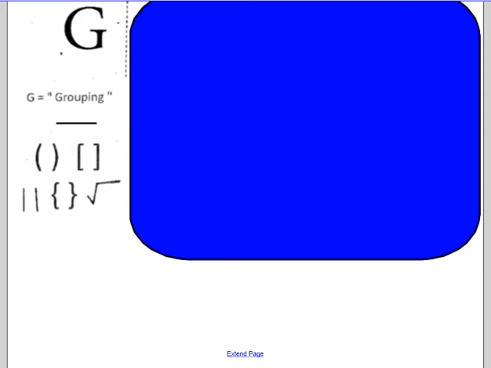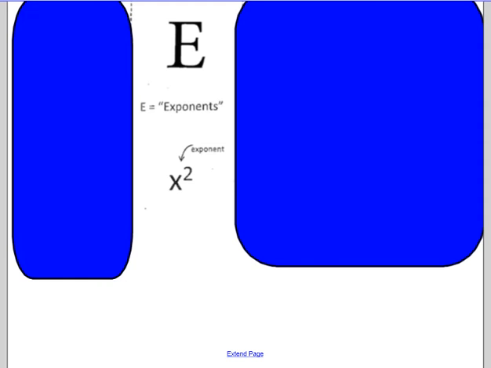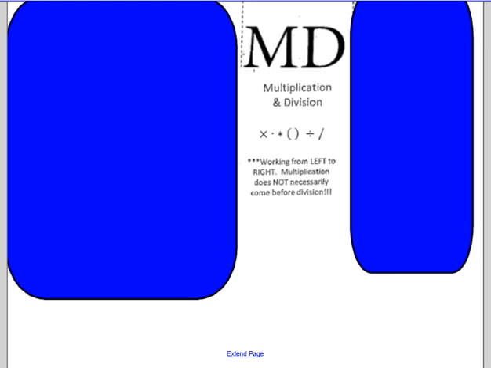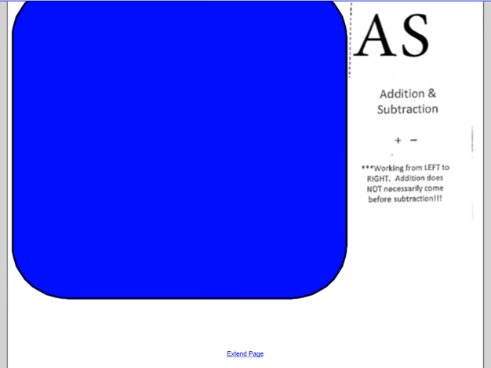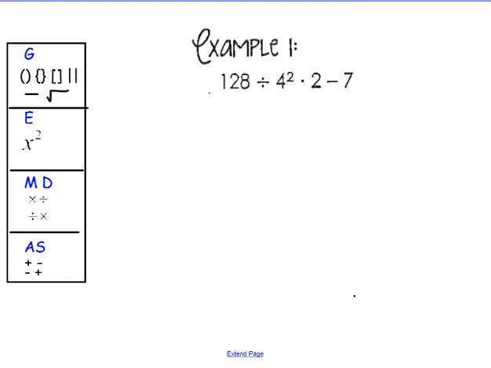The grouping symbols can include the fraction bar, parentheses, brackets, absolute value, French curly braces, or square root symbol. We'll then simplify any exponents. We'll multiply or divide, and then we'll add or subtract.